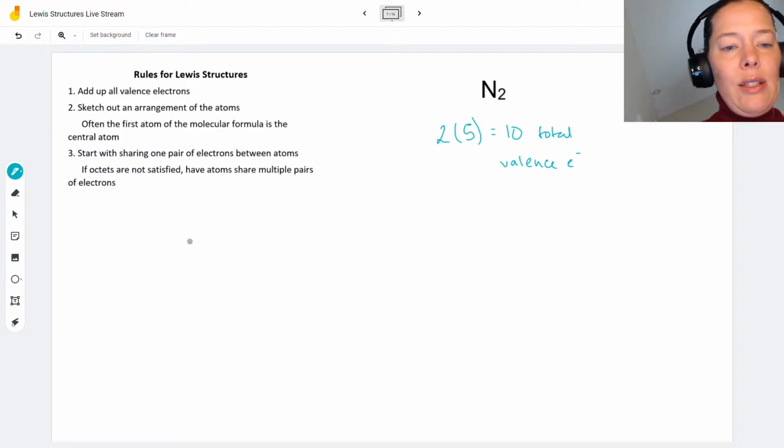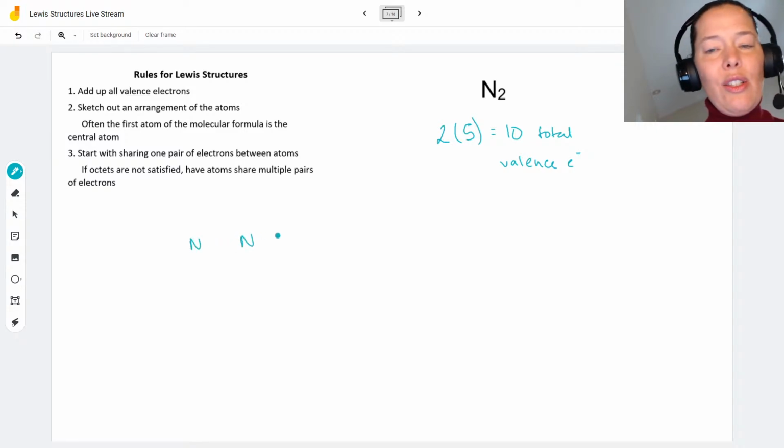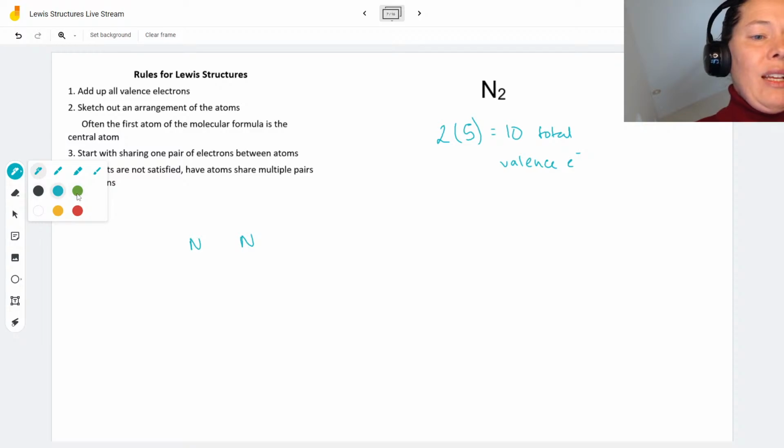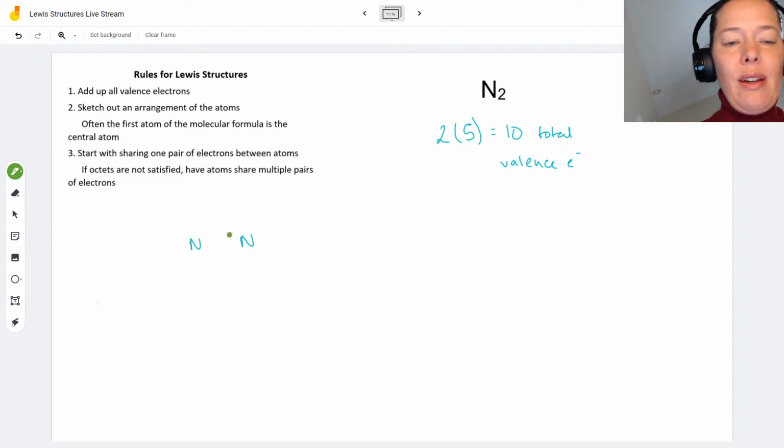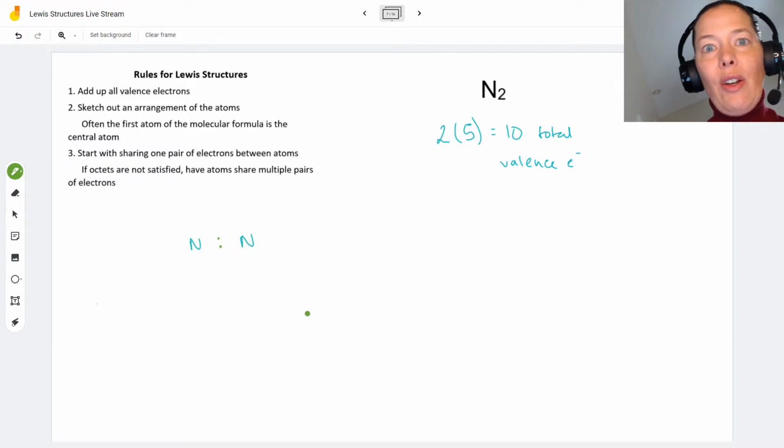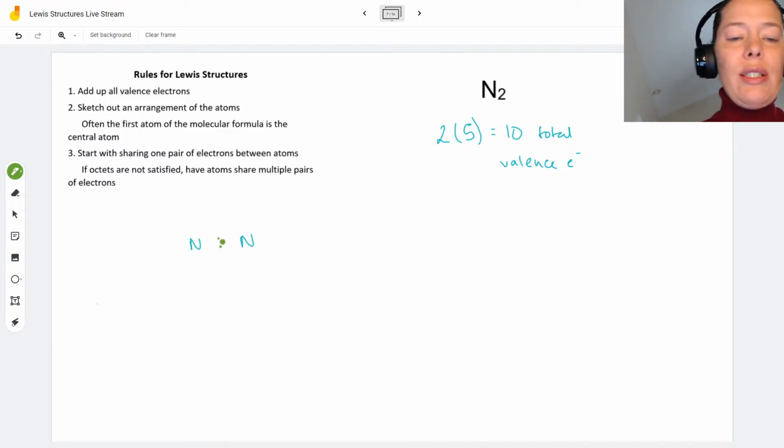And again, because there's no central atom, I'm just going to write the 2 nitrogens next to each other. Let's start putting electrons in. All right, as usual, I'm going to start with single bond. So there's my single bond. I've shared 2 electrons, 1 pair of electrons. So let's add in the next. That's 4, 6, 8, 10.